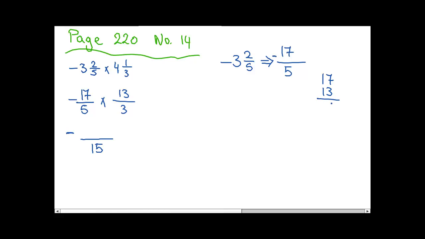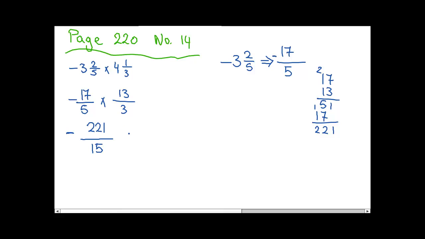So 3 times 7 is 21. 3 times 1 is 3, and 2, 5. 1 times 7 is 7. 1 times 1 is 1. So 1. 5 plus 7 is 12, so that's 2. So 221. So it's -221 over 15.